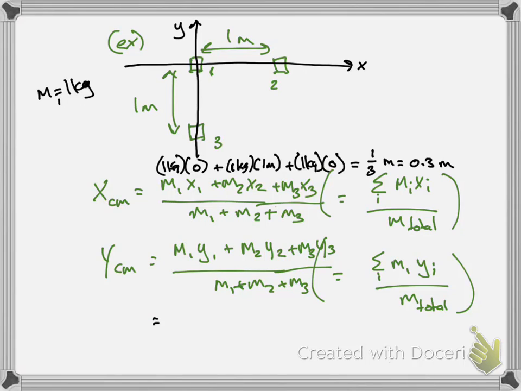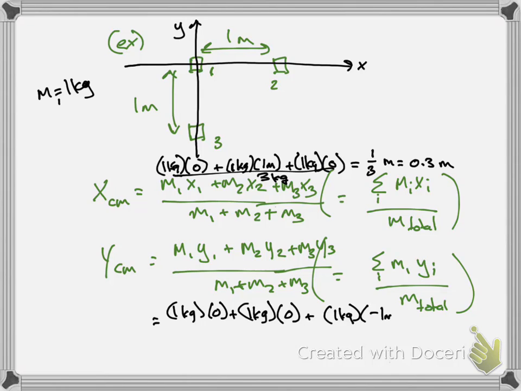In the y direction, we're going to get 1 kilogram times the position in the y direction of object 1, which is 0, plus 1 kilogram. Object 2 is 1 kilogram. Its position in the y direction is 0. Object 3, 1 kilogram. Here, I forgot to put the 3 kilograms on the bottom here. 1 kilogram times, so the object 3 is at minus 1 meter, and M1 plus M2 plus M3 is 3 kilograms. So the center of mass in the y direction is negative 0.3 meters.